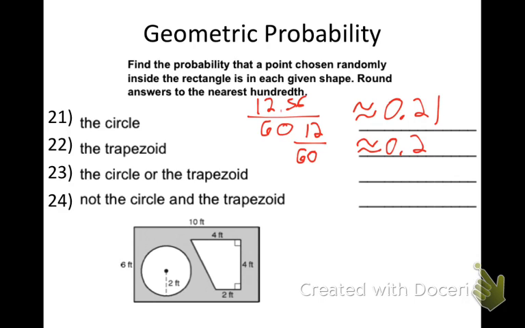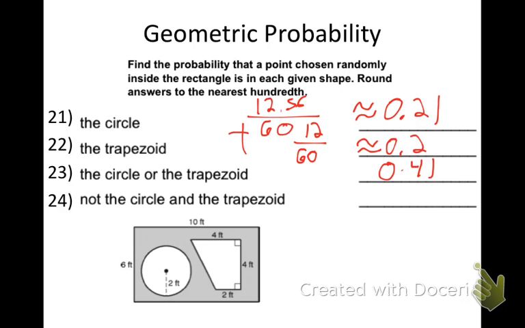Now, using that information, how do you find the probability of hitting the circle or the trapezoid? You simply just add those two, and you get 0.41. I can add the areas too, but why not just add the probabilities? I already have the probabilities, right? Just add the probabilities.